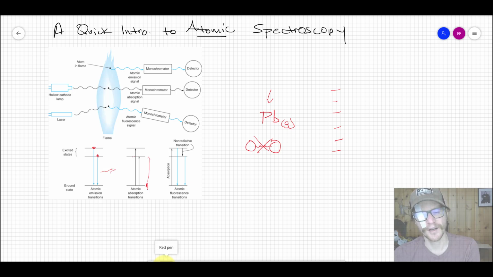And then we have these atomic fluorescence transitions, which just involve one of these non-radiative transitions, which before we talked about with squiggly lines, where you have an absorption step and then you have a non-radiative transition to emit a photon of light at a longer wavelength.